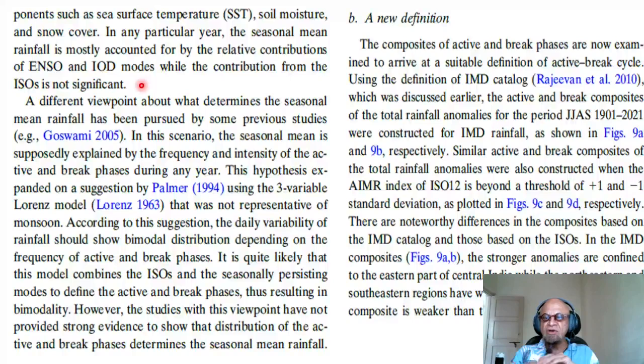The active and break composites of the total rainfall anomalies for the period JJAS 1901 to 2021 were constructed for IMD rainfall as shown in figure 9A and 9B. So I have jumped quite a few figures, but I will show all the figures. Similar active and break composites of the total rainfall anomalies were also constructed when the AIMR index of ISO 12 is beyond a threshold of plus minus 1 standard deviation as plotted in 9C and 9D respectively.